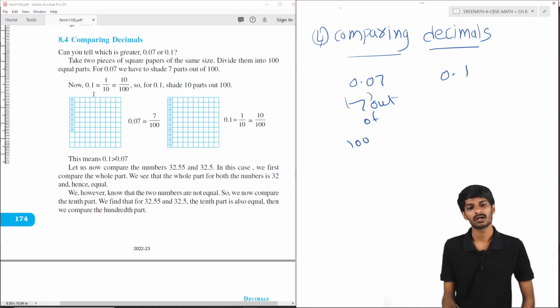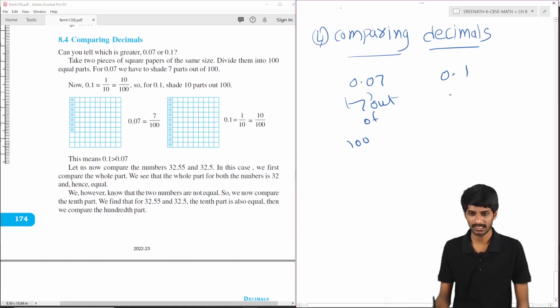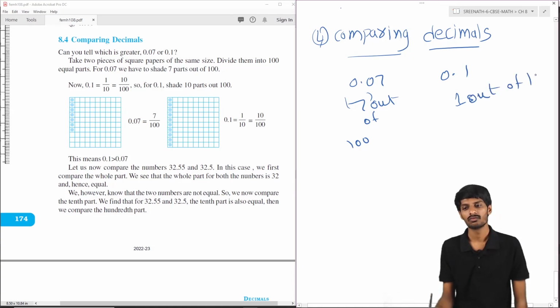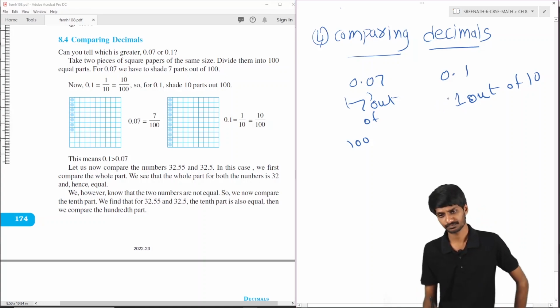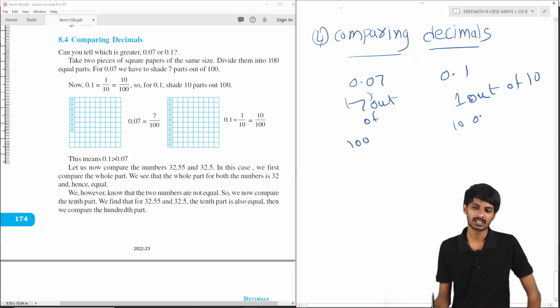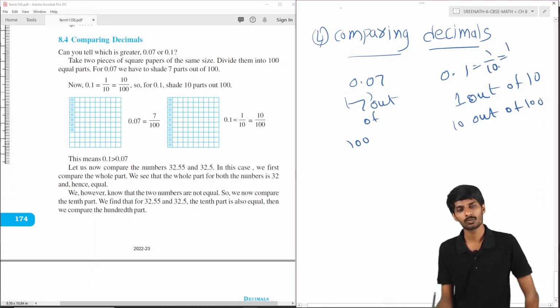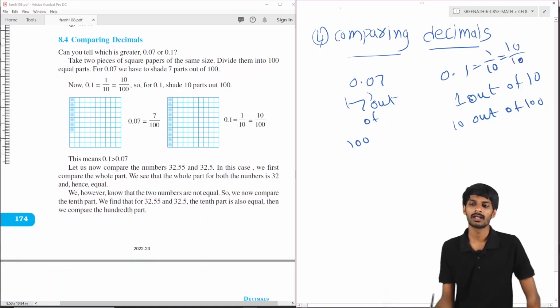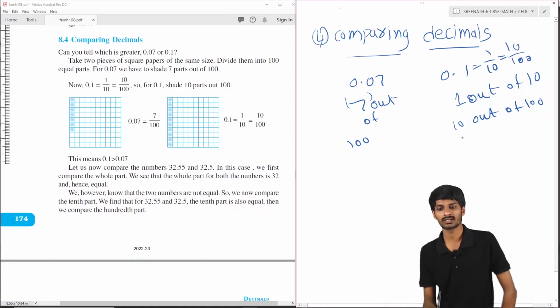Next, for 0.1, how many do we have to take? 0.1 means 1 by 10. So we shade 1 out of 10, which means if you multiply both numerator and denominator by 10, that is 10 by 100. So 10 parts out of 100 parts.